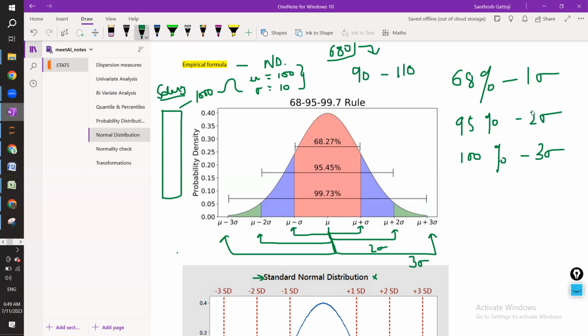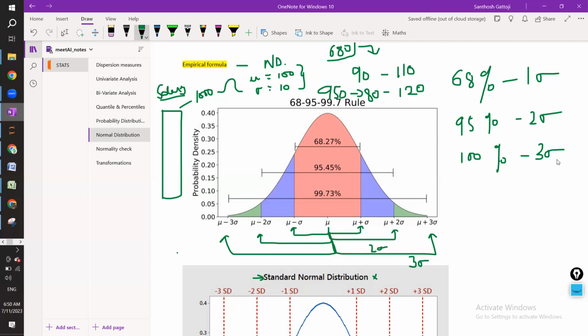And then what is two standard deviation? It is mu plus 2 rho. That means 100 plus 20, 120, and 100 minus 20, 80. Agree? So in this range, 80 to 120, 95% of the data can be found. And what is 95% of 1000? 950. Agree? So 950 values are found between 80 and 120.